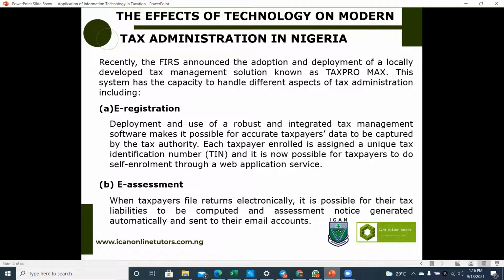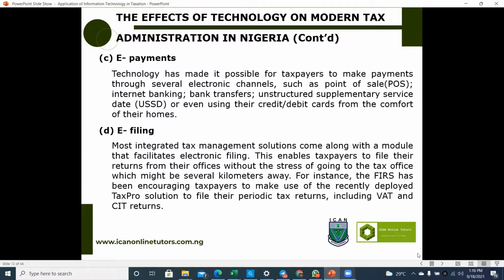And for the companies, for the income tax payable, it compares the minimum income tax and the company income tax together and takes the higher of the two as the income tax payable. So when taxpayers file returns electronically, it is possible for their tax liabilities to be computed and an assessment notice generated automatically and sent to their email account.